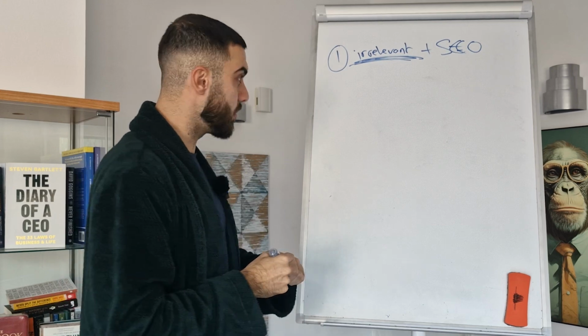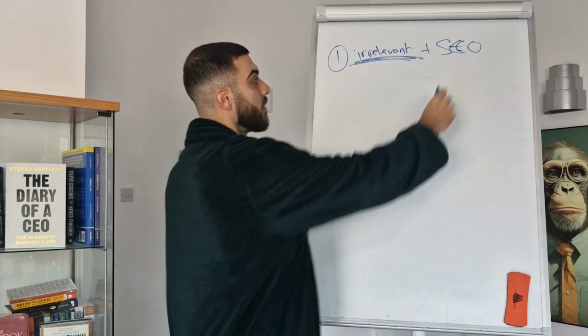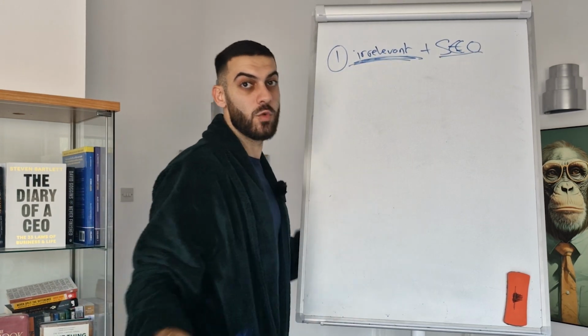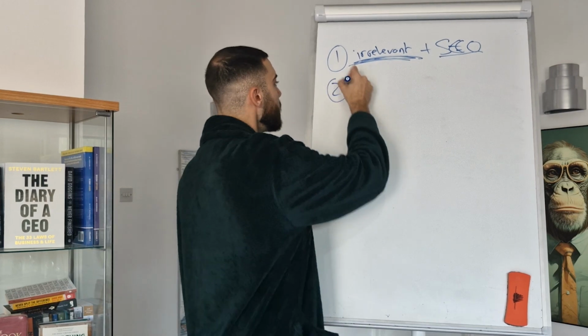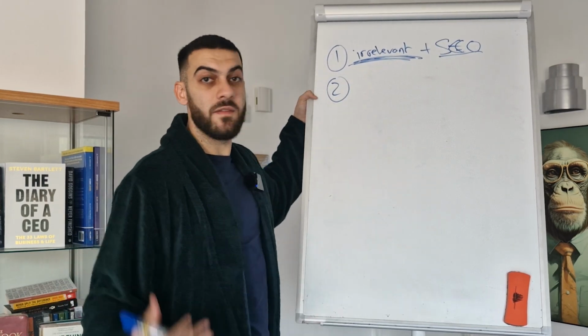So now we know that the keywords that we want to target are actually part of our SEO and they're relevant to our book listing. But what happens if we continue not getting impressions or getting very low impressions?